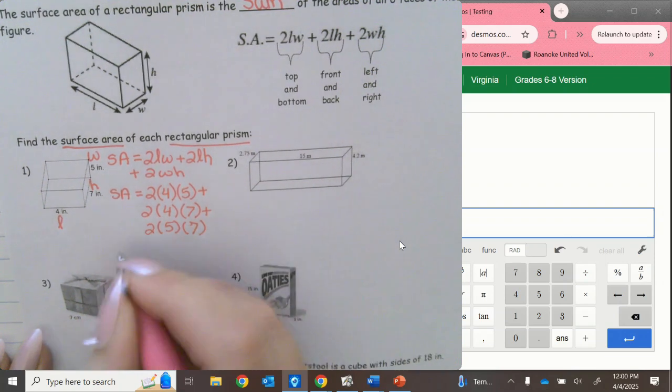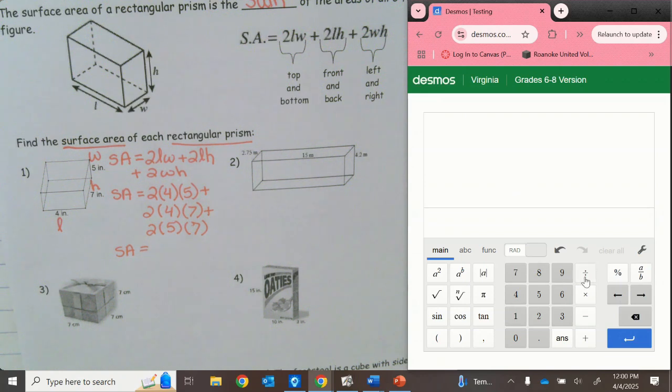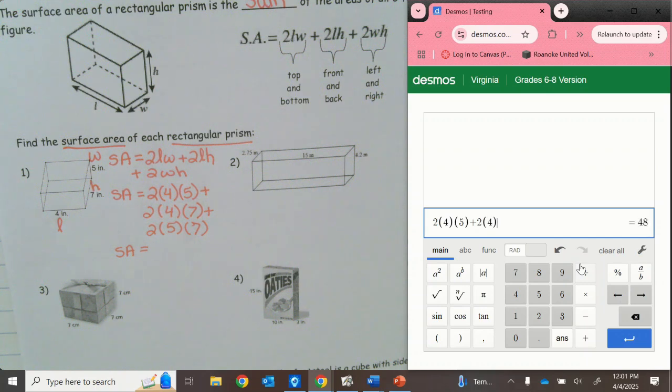Okay? So I can type this into my calculator like this. You can use parentheses. I like to use the parentheses. I think it just looks neater. If you would rather use the times symbol on the calculator, you can do that. Same thing. So I'm going to type this in: 2 times 4 times 5 plus 2 times 4 times 7 plus 2 times 5 times 7.